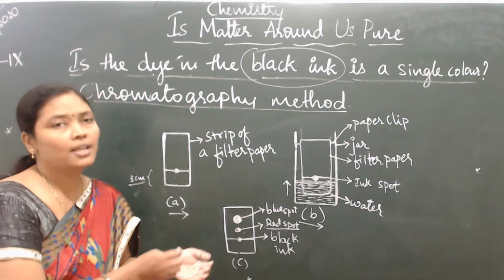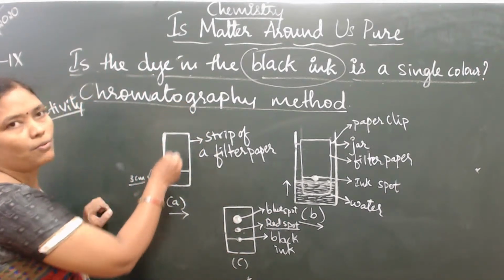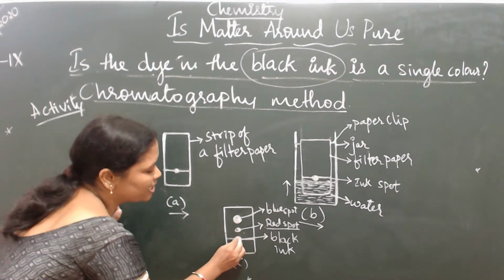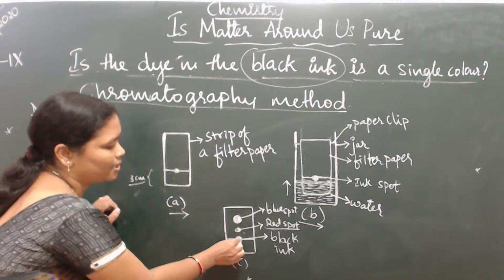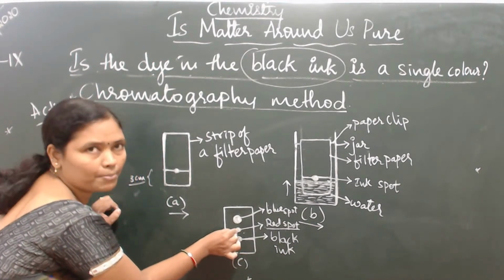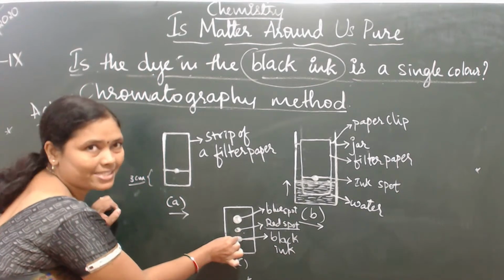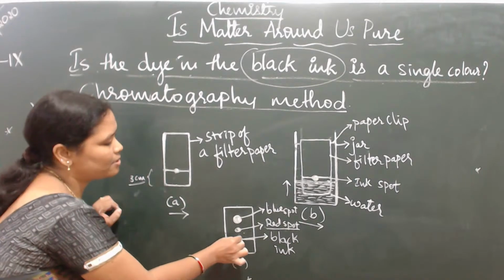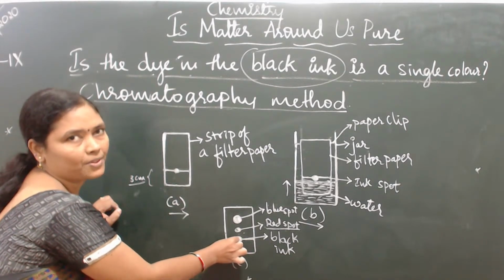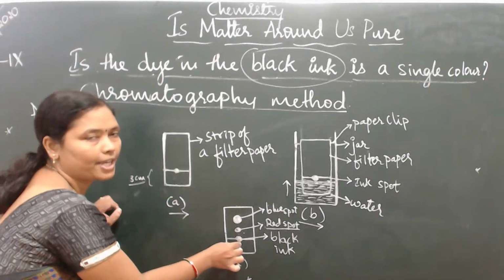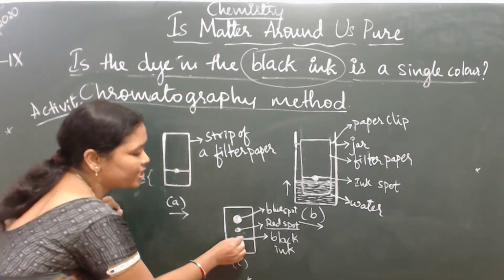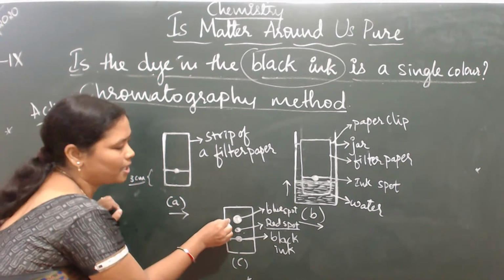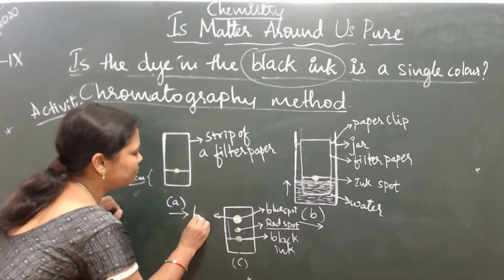So here, dear students, the principle of this method is like this. The colored component, the red spot, is below the blue spot. So what is the principle behind this method? Let us listen carefully. The colored component which is more soluble in the water moves along with the water particles to a higher portion.